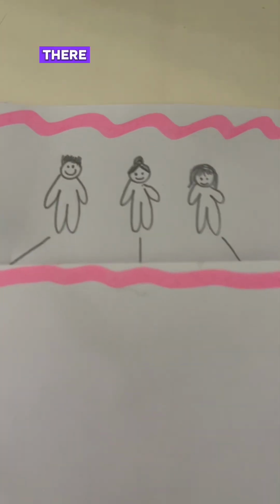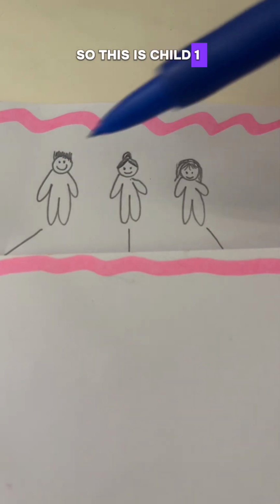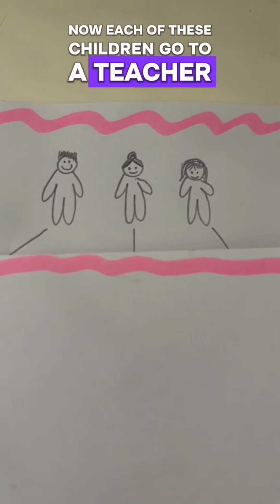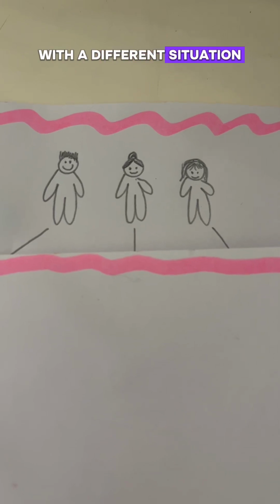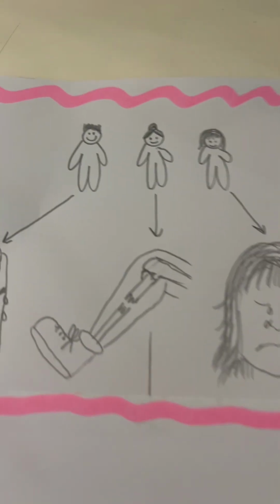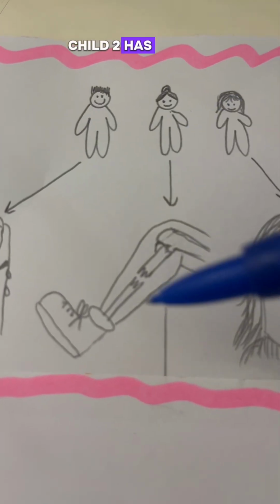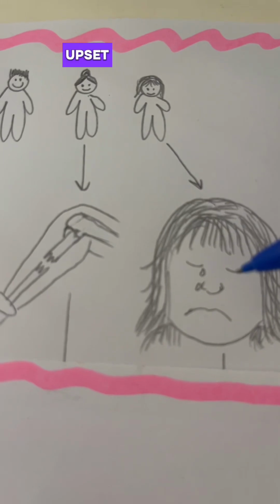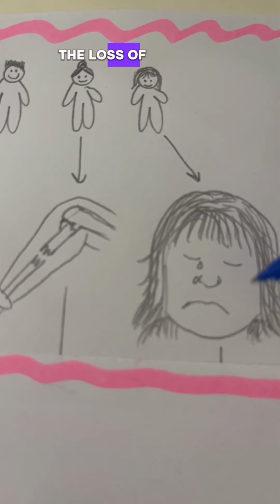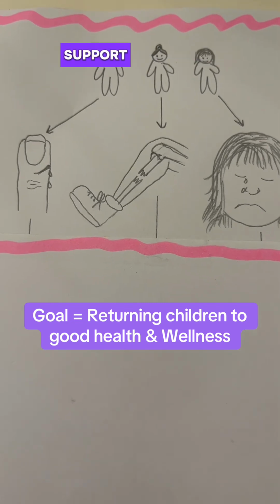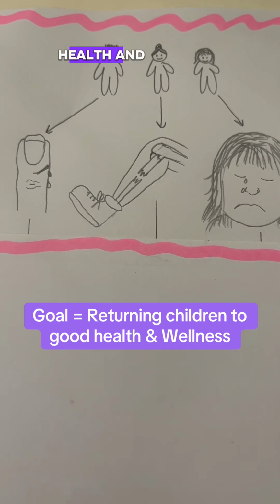For this example, there are 3 children. So this is child 1, child 2, and child 3. Now, each of these children go to a teacher with a different situation. Child 1 has a cut on their finger. Child 2 has broken their leg. And child 3 is upset and grieving the loss of someone that they love. For this, the teacher's goal is to support each child to return to health and wellness.